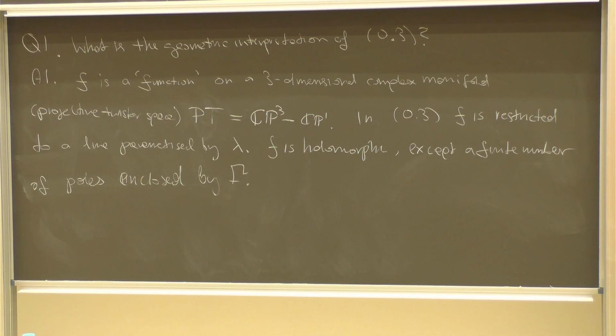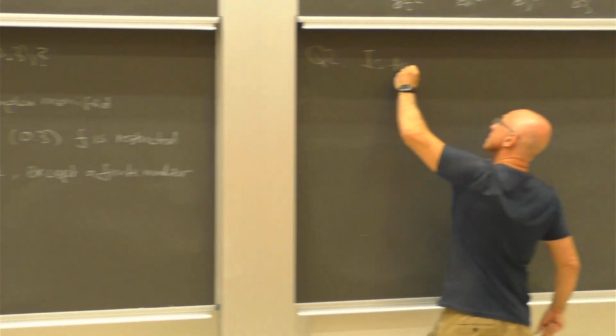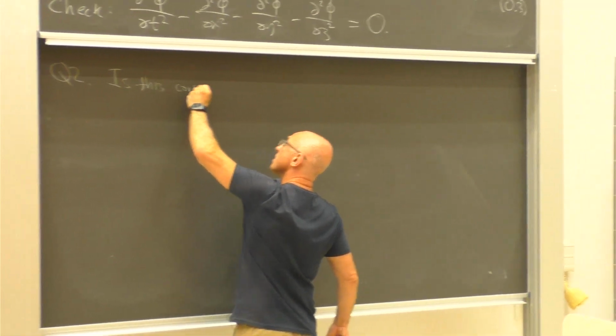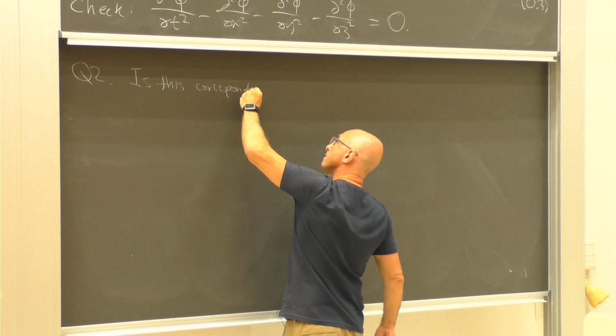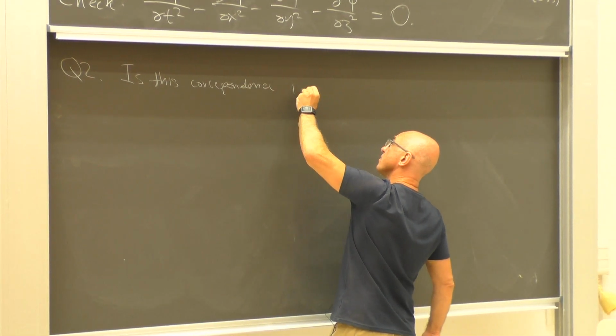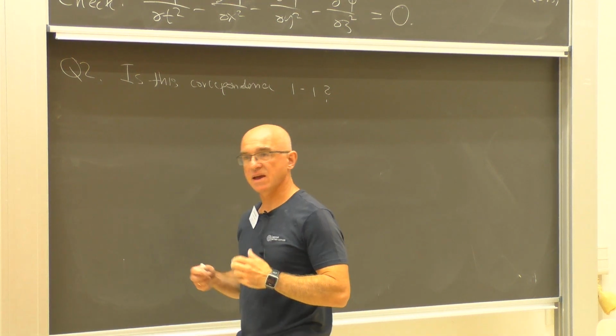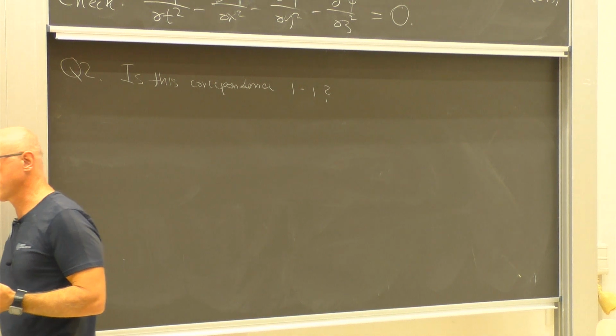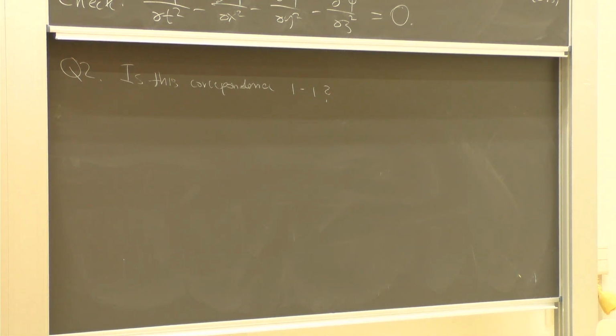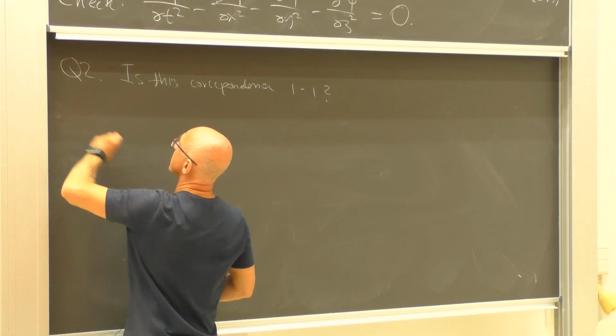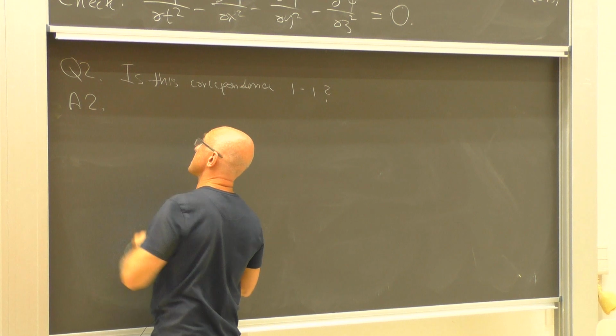Okay, so question 2. Question 2 is more for mathematically minded people. You might ask, is this correspondence one-to-one? So, is it really the case that a meromorphic function f corresponds to a solution and a solution corresponds to this function? And the answer to that is certainly no, at least not as I've stated it.